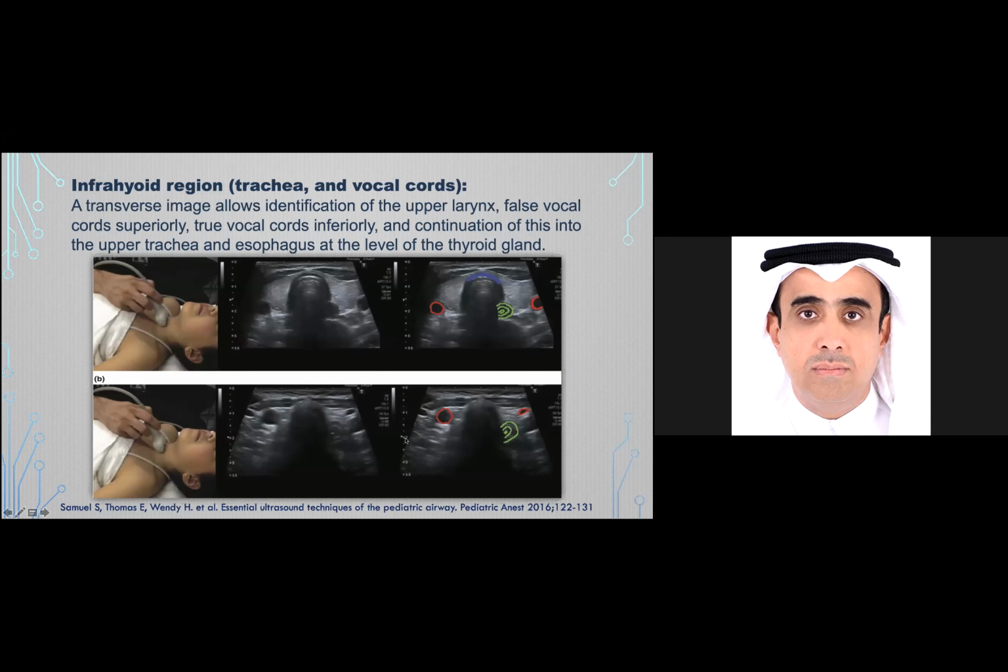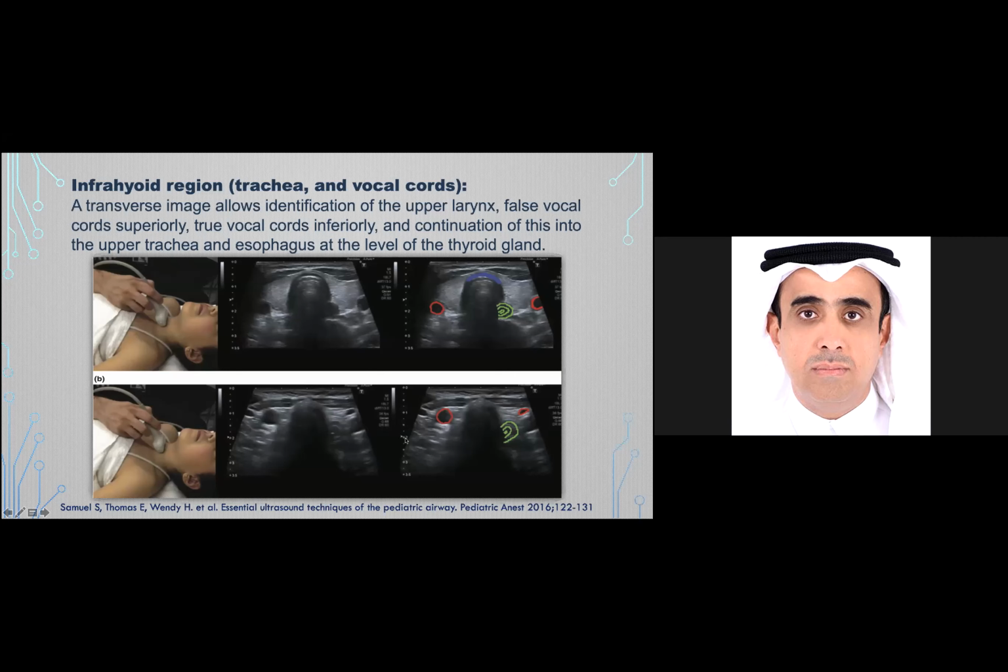So this is the cartilage, or ring, of the trachea, and we can see the artifact, and the air will be more posterior. After you do the transverse approach for this patient, you have to go for the longitudinal approach to visualize the other rings of the trachea, and you can visualize the cricoid cartilage and the thyroid cartilage.